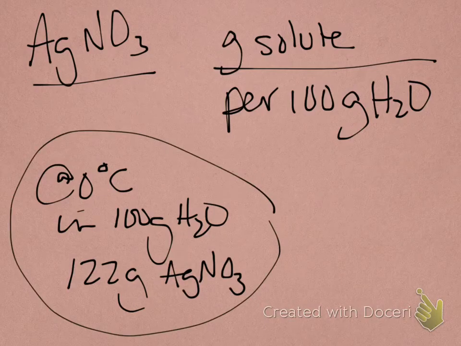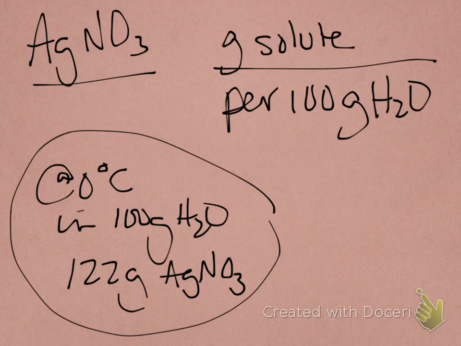Good. Is that an unsaturated, saturated, or supersaturated solution? Stick your thumb on your head if you think you know. If I have exactly 122 grams at 0 Celsius and 100 grams of water, unsaturated, saturated, or supersaturated? That's a saturated solution. It's got as much solute as it can hold. It doesn't have any more, it doesn't have any less. It can't, under those conditions, accept more solute.